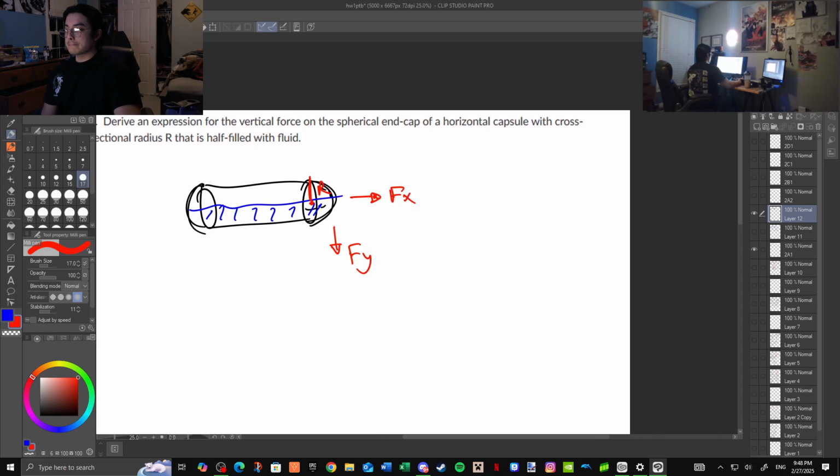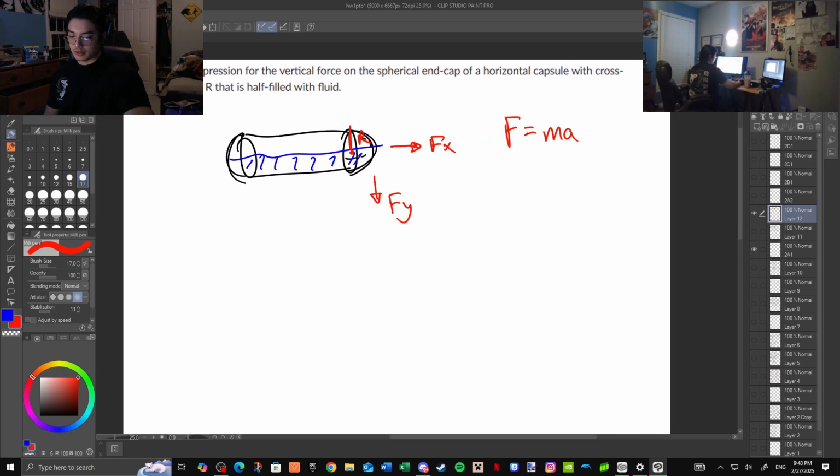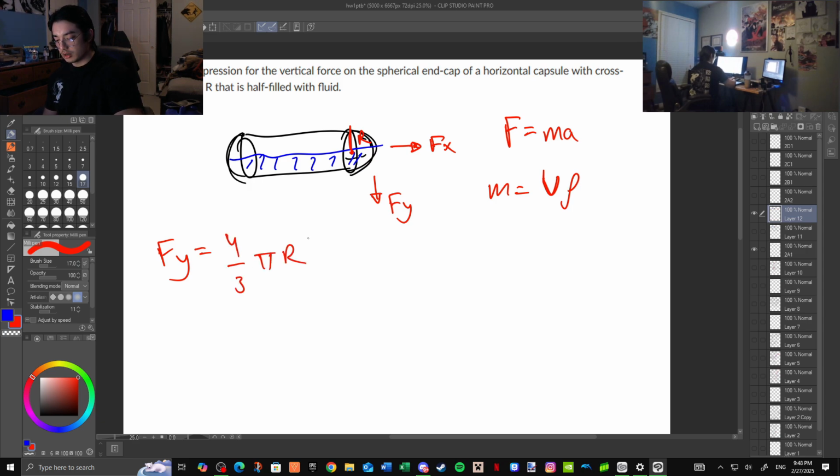And so we need to find f of y. And so we can set up that equation for f of y based off of the basic force equation. Force is equal to mass times acceleration. And so you need to remember that mass is equal to volume times density. So the volume of a sphere is 4/3 pi r cubed.